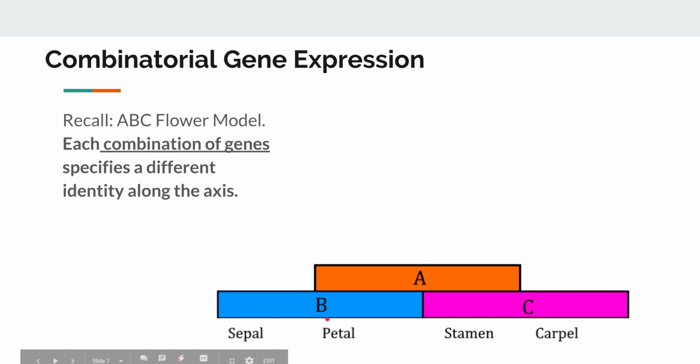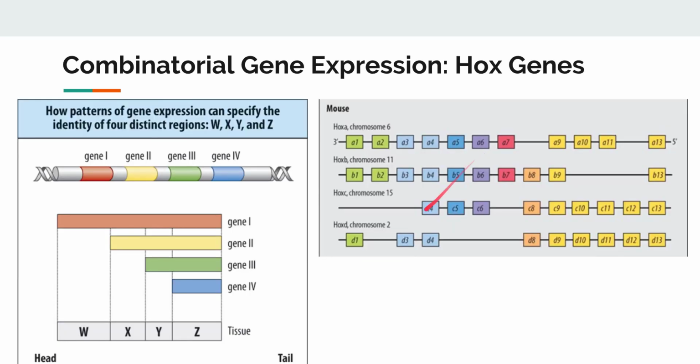But we're dealing with 3 classes of genes here, so A, B, and C. And if you only have A being expressed, you'll form sepals, okay? If you have A and B expressed, you'll form petals. If you have B and C expressed, you'll form the stamen. And if you just have C being expressed, you'll form the carpel. But all of these structures are formed using a combination of these same 3 genes, okay? It just depends on what is on and what is off, all right? So that would be a very simple example of combinatorial gene expression.